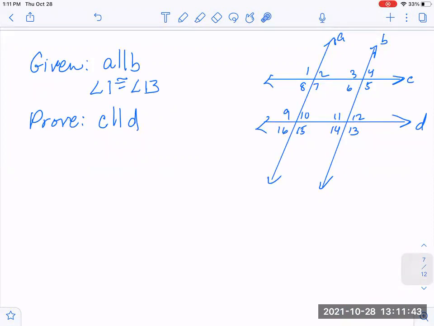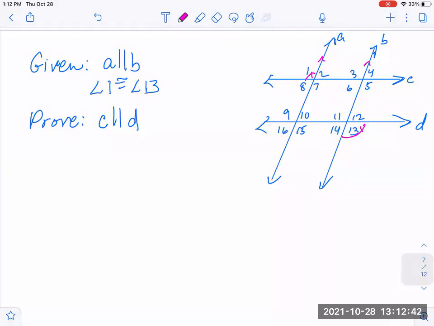So in this problem, I know that A is parallel to B. One thing I always do at the very beginning is mark my diagram. I know angle 1 is congruent to angle 13, and I'd like to prove that C is parallel to D. Now, do you see that angle 1 and angle 13 do not share a common transversal? There's no line that has both of them included in it, right? So these two particular angles are not alternate interior, exterior, etc. So the goal right now is to find an angle that must be congruent to angle 1, that we can then say must be congruent to angle 13.